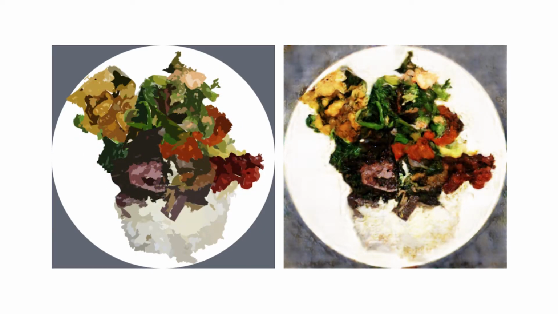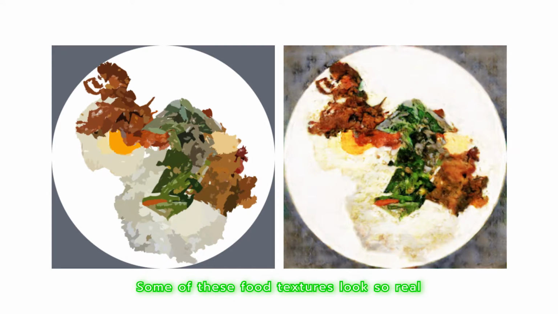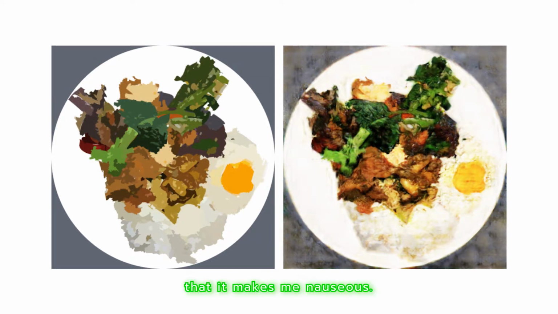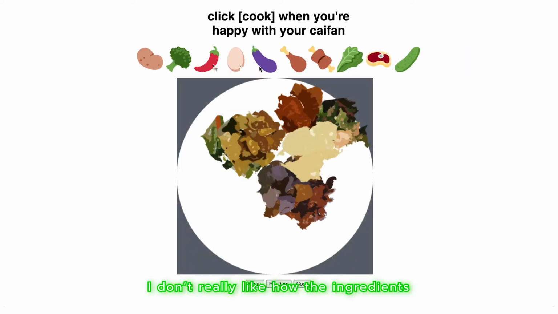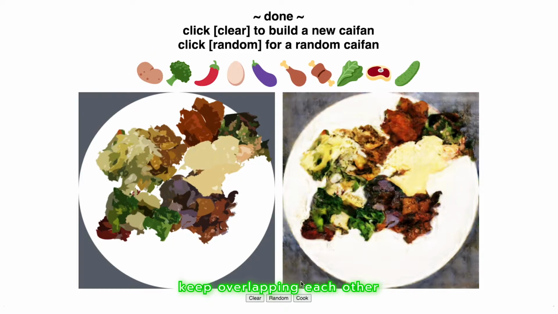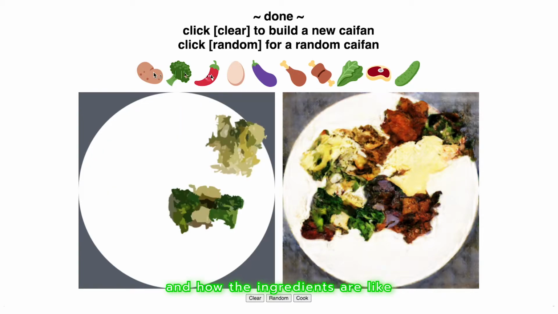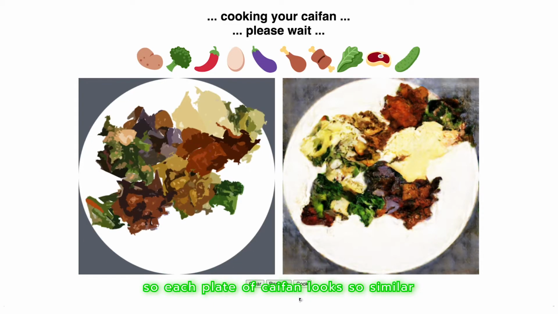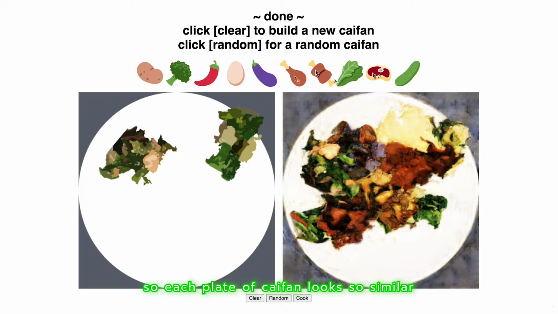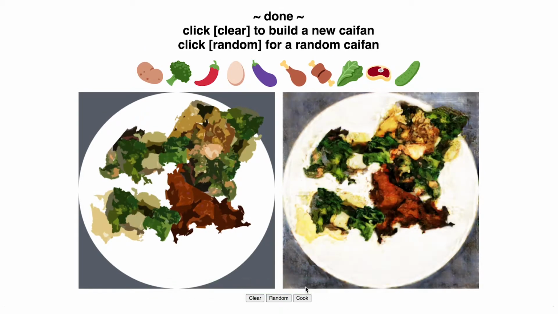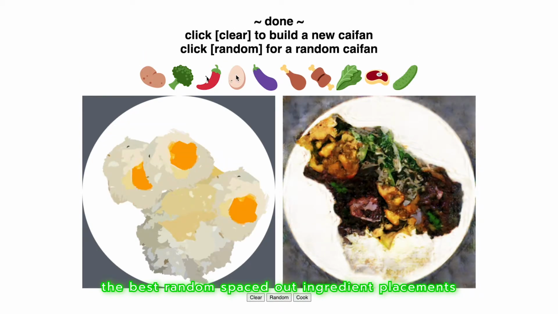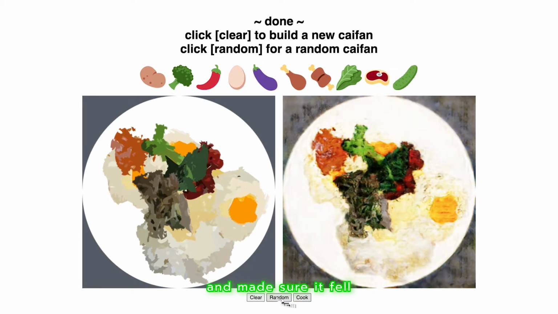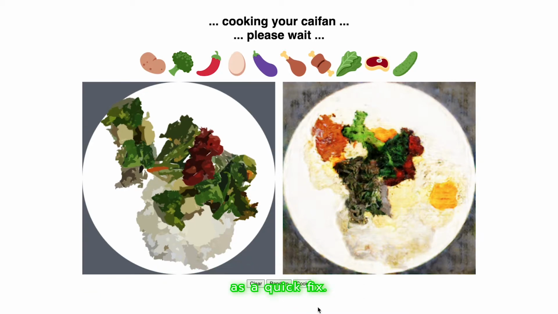Oh my god. Some of these food textures look so real, but so weird that it makes me nauseous. Also, I don't really like how the ingredients keep overlapping each other and how the ingredients are kind of the same every time, so each plate of Caifan looks so similar and gets boring after a while. So I tested out different random seeds for the best random spaced out ingredient placements and made sure it fell in that formation each time as a quick fix.